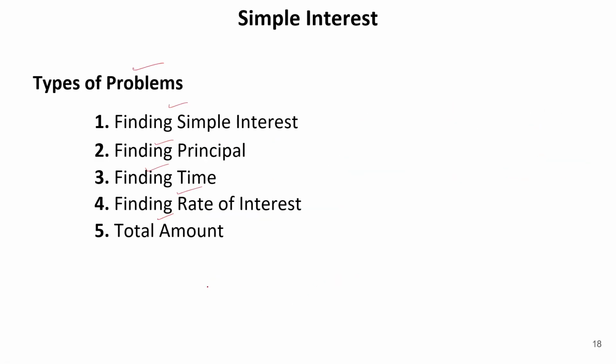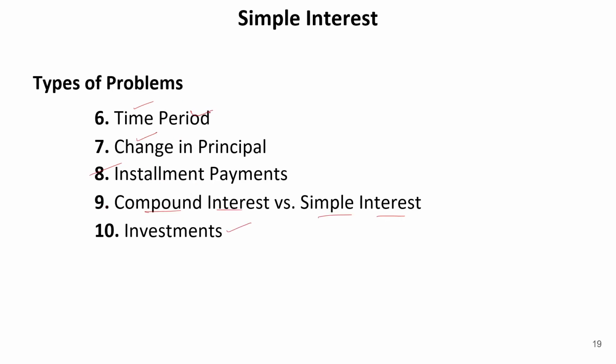Okay. So we learned all the types of problems, that was finding simple interest, finding principal amount, finding time period, finding rate of interest, finding total amount, changing the principal amount and how it impacts the SI, that is the simple interest, and installment payments. Okay, compound interest versus simple interest. What was compound interest? What was simple interest? How their values actually differ from each other. And we also learned the problems on investments.